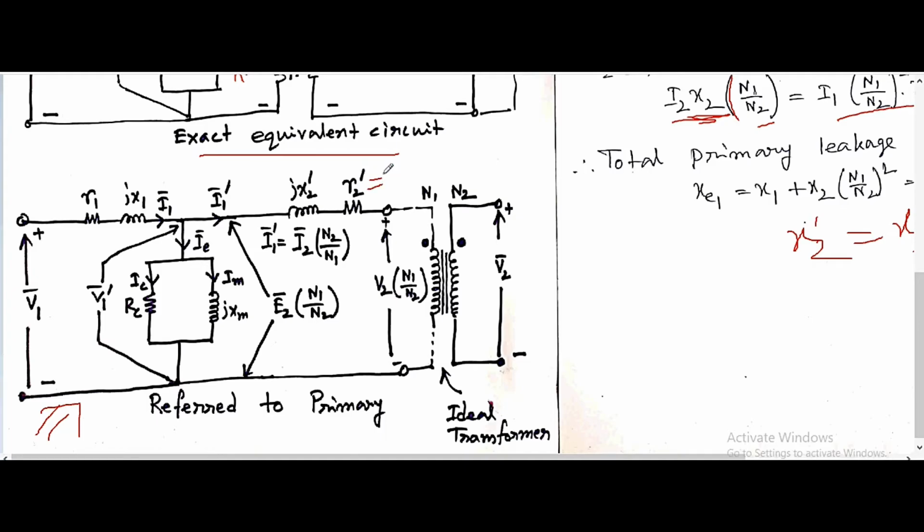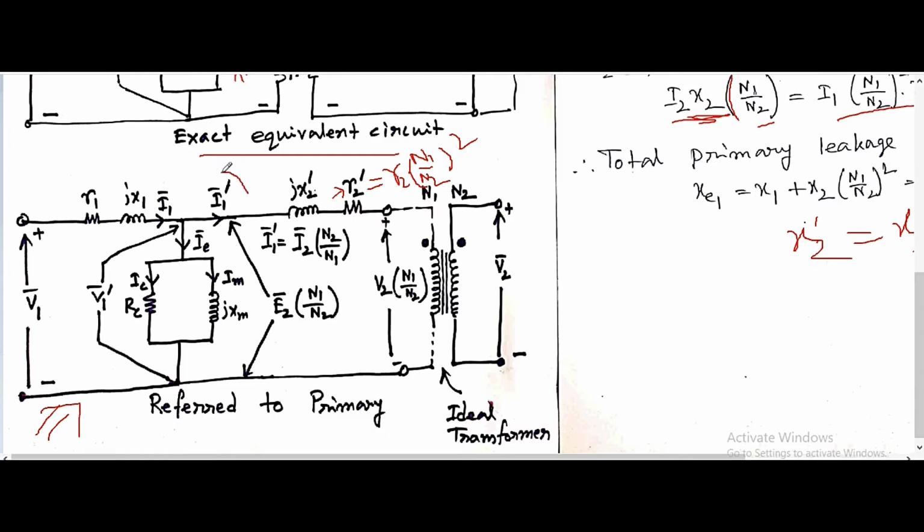Obviously the R2 dash value will be R2 into the turns ratio squared, (N1 by N2) whole squared. So this is the new value, and that value we can transfer to the primary. R2 dash will be equal to R2 (N1 by N2) squared. So this is the primary equivalent of the secondary quantity. Similarly, the leakage reactance jX2 is transferred as the primary equivalent of the secondary quantity, transferring this quantity from secondary to primary.